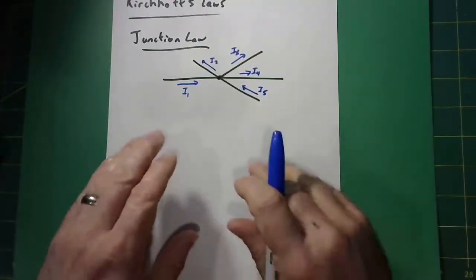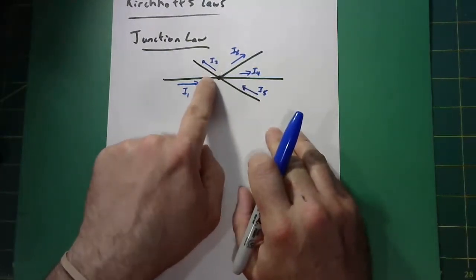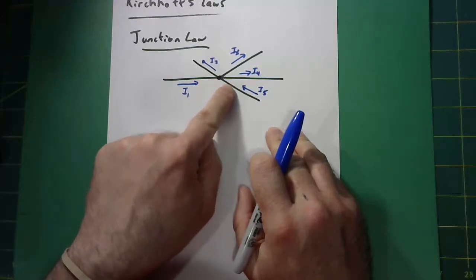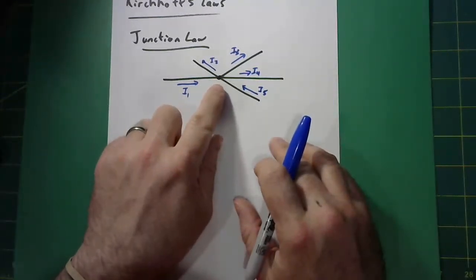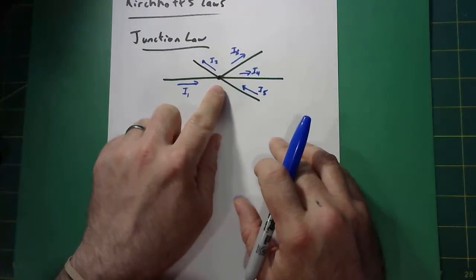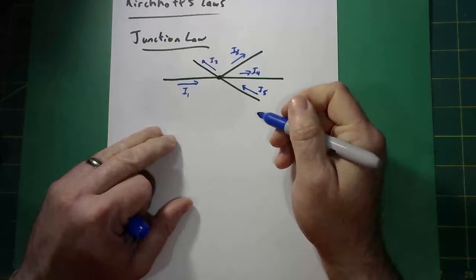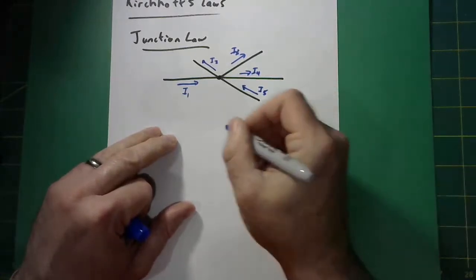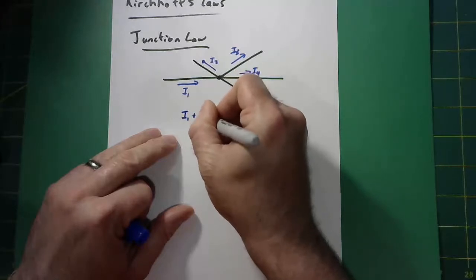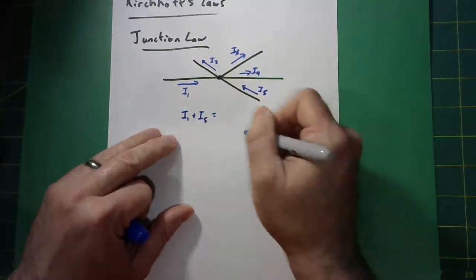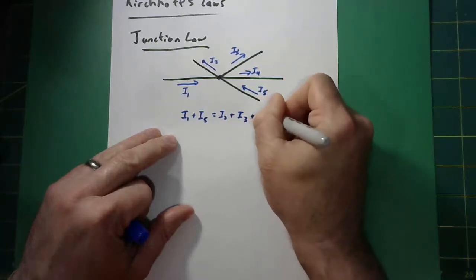So if I want to look at this and talk about how these 5 currents are related to each other, like write a little equation saying, oh, these currents equal these currents, what equation could you write? Well, if you think about it for a while, I think you'll come to the conclusion that I1 plus I5 must be equal to I2 plus I3 plus I4.